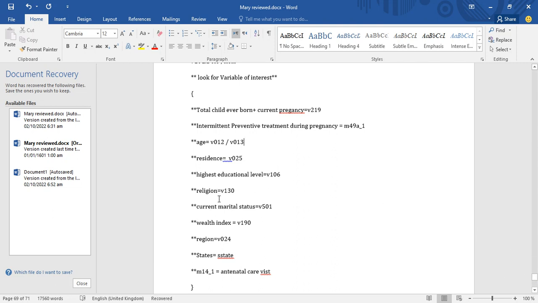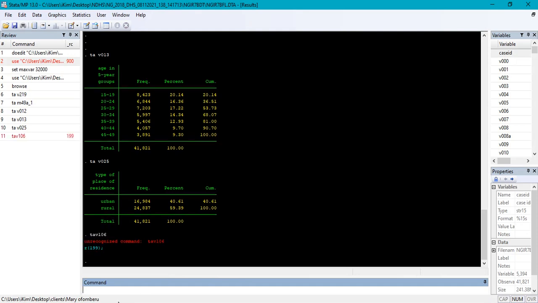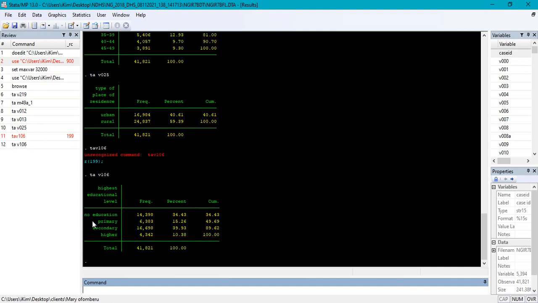Then we could try to check the level of education, just the same way we've been doing. You could check level of education. That's V106. So you can see no formal education, not just no education, because there's no one without an education. Those who had primary, those who had secondary, and those who had higher education. So you can go on and on, checking all those variables and see how it works.